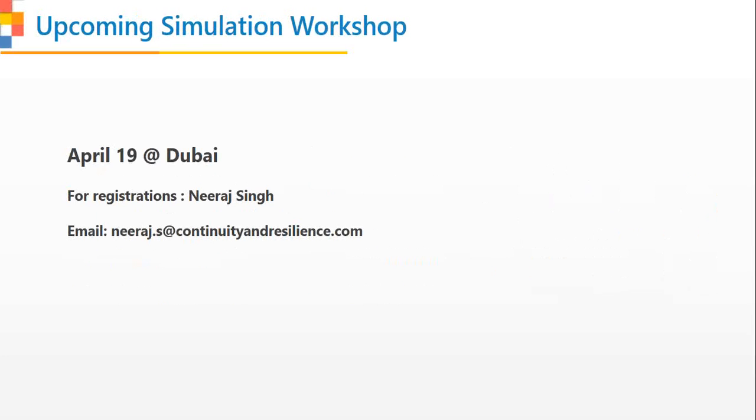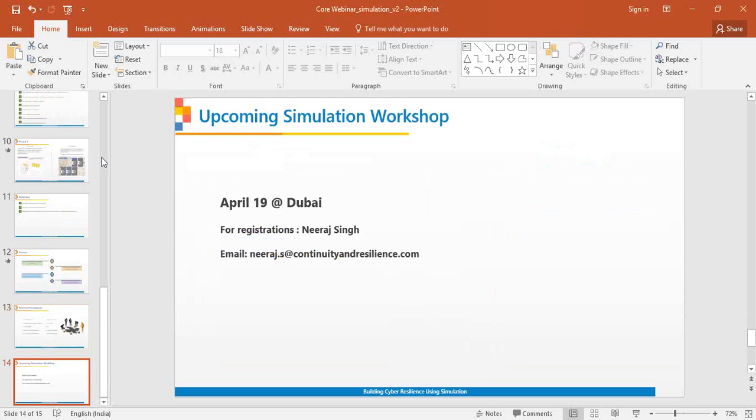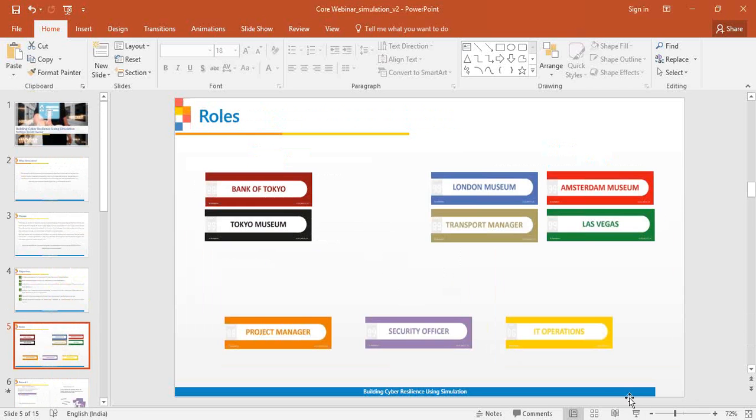Okay, now moving to the workshop again, which I mentioned before I sum up my session. Now, this particular simulation workshop, the ideal batch size which we look for is about 12 participants, because then it makes it a very powerful audience. You have got different roles to play. I can show you again for the sake of convenience.